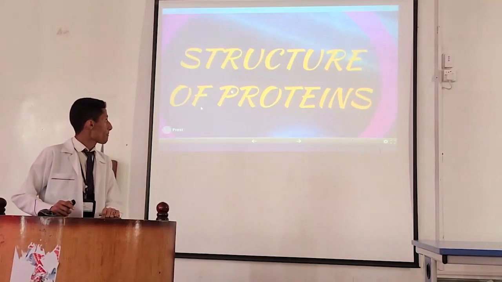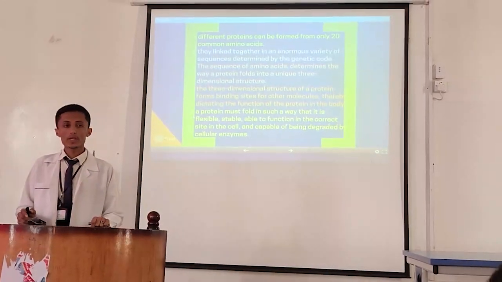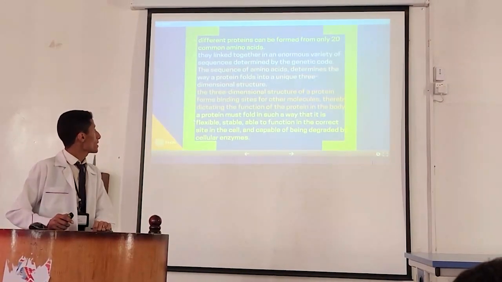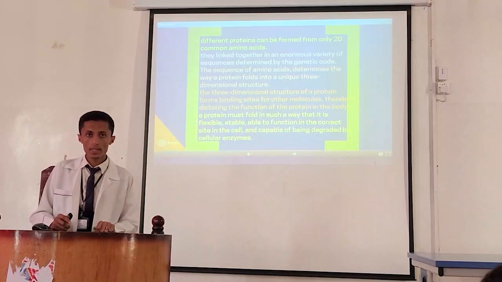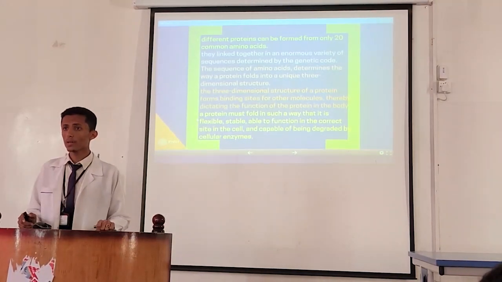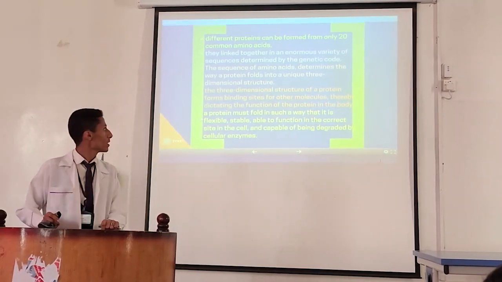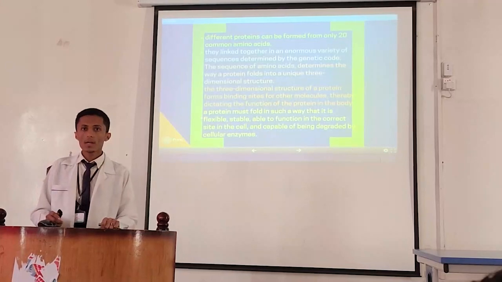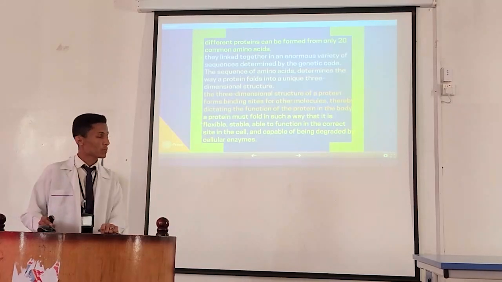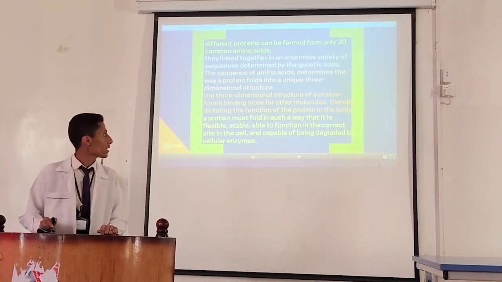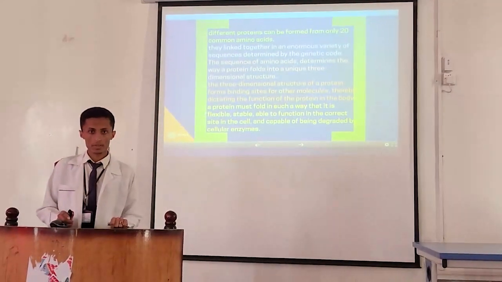Structure of proteins. We know from the definition that they are polymers of amino acids. Different proteins in the whole body are made from only 20 amino acids. These amino acids are linked together in a special sequence determined by the genetic code. This sequence of amino acids determines the whole three-dimensional structure of the protein. The three-dimensional structure gives the protein its binding site for other molecules, thereby determining its function.